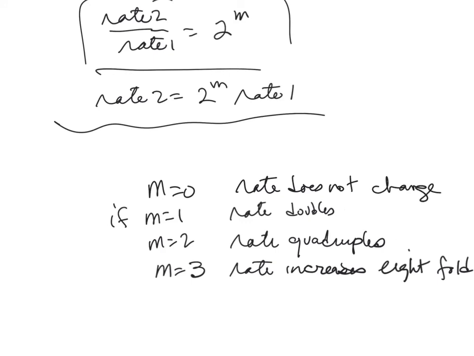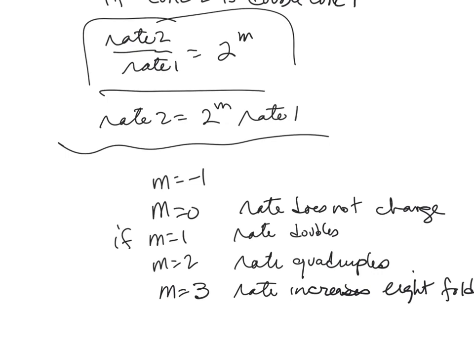Right? But also you can get negative numbers for m. And what if we had m is equal to -1? What would that look like here? So if you've got a -1 as your power, what is that? 2 to the -1 is 1/2, right? 1 over 2. So this is saying that rate 2 is going to be equal to 1/2 rate 1. So it means it's slowing down. So rate 2 is 1/2 of rate 1.